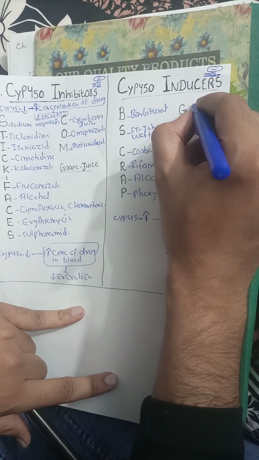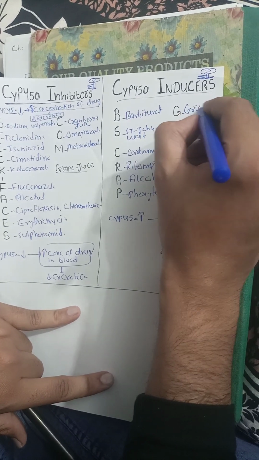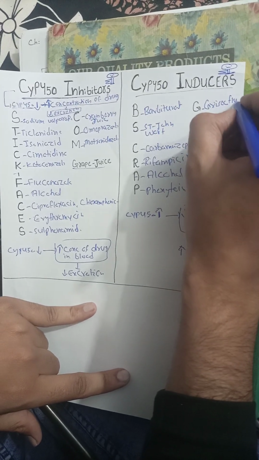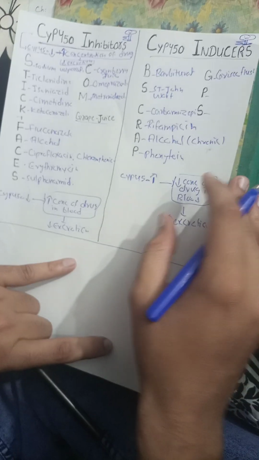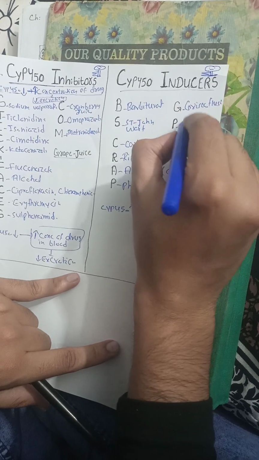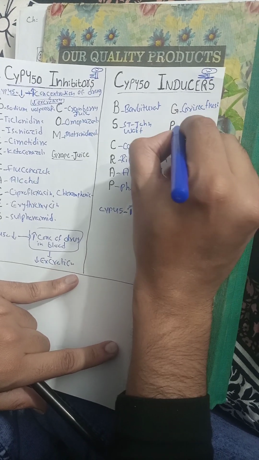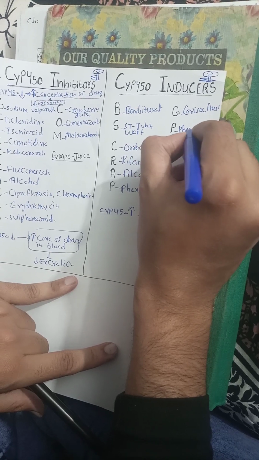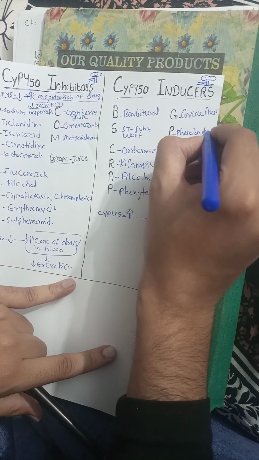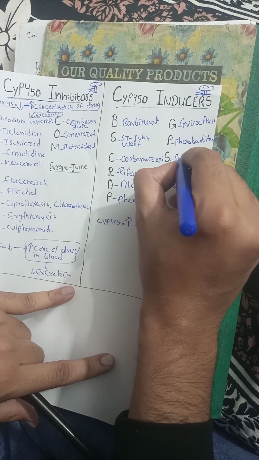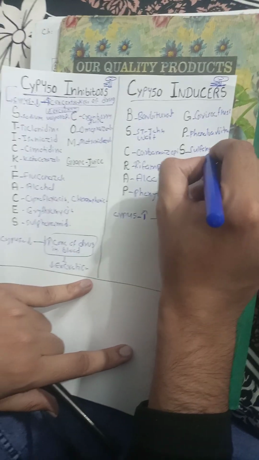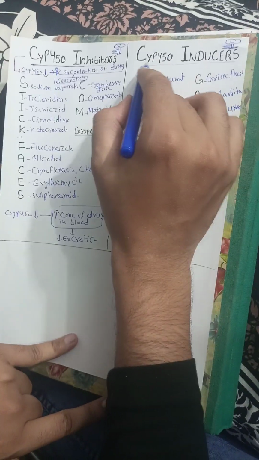G means griseofulvin, P means phenobarbital, and S means sulfonylurea. So these are the drugs that are mostly CYP450 inducers.